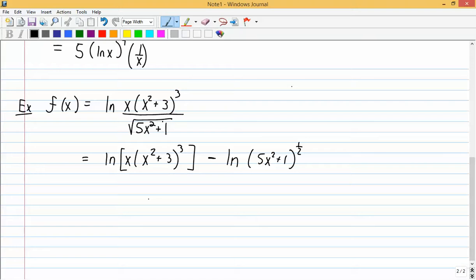Alright, now we want to see, can we apply the product rule anywhere? And we can, because we have a product here. So this first term is going to become the natural log of x plus the natural log of x squared plus 3 to the third power. And then I have minus the natural log of 5x squared plus 1 to the 1/2.